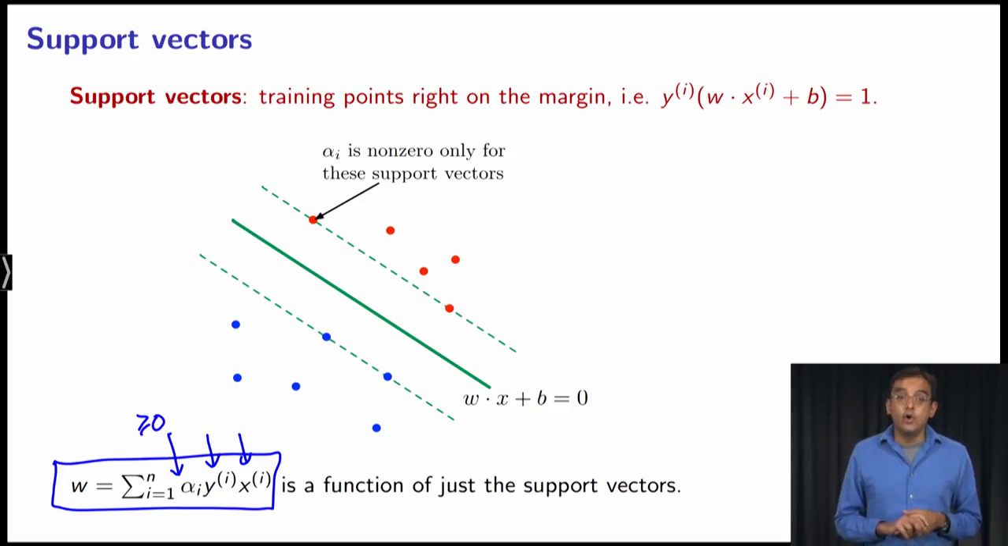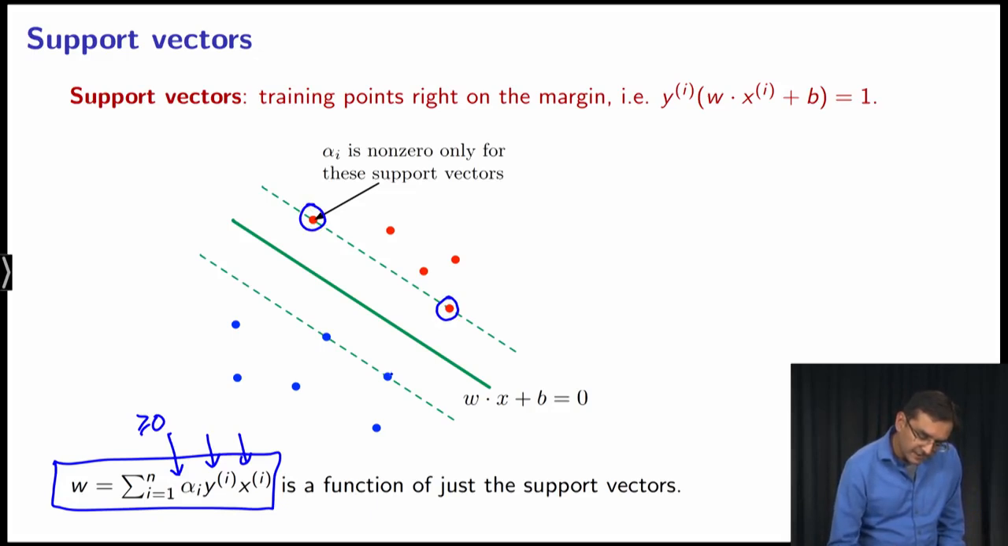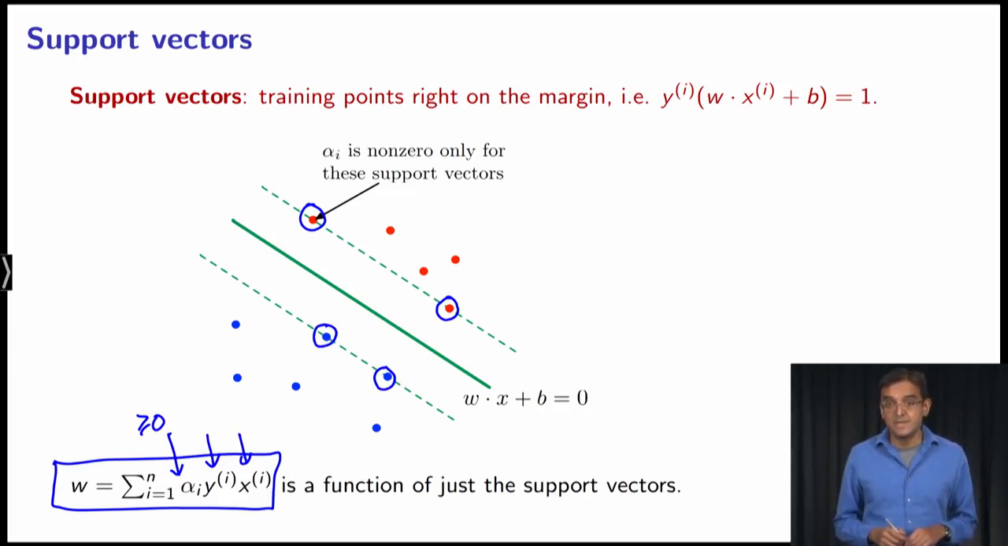The only alpha i's that are going to be non-zero are for the data points that lie exactly on the margin. In this data set, there's just 4 of them. These are called the support vectors. For all the other points, the coefficients alpha i will be 0. So in this example, w will be a function just of the 4 support vectors, the 4 data points that I've circled. You could have a data set of 1,000,000 points, but if there's just 100 of them that lie on those margins, then the final answer is a function just of those 100 points.